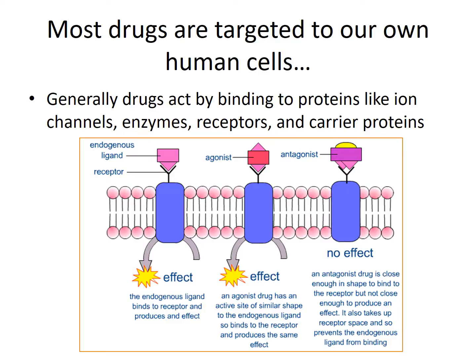As part of this chapter is talking about drugs and their effects on the autonomic nervous system and effects in general on proteins and cells and enzymes and carrier proteins. Most drugs are targeted to our own human cells. Generally, drugs will act by binding to proteins like ion channels, enzymes, receptors, or carrier proteins, and either working to activate those receptors or block the activities of those receptors.